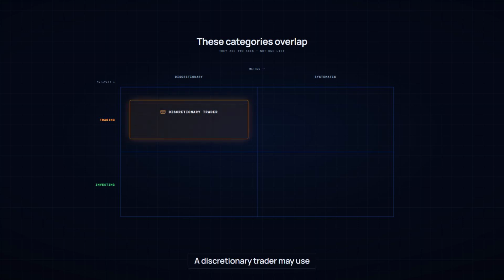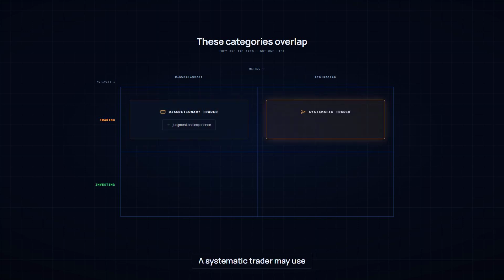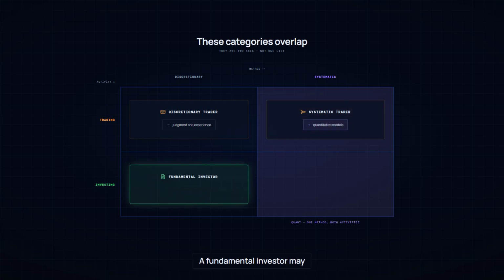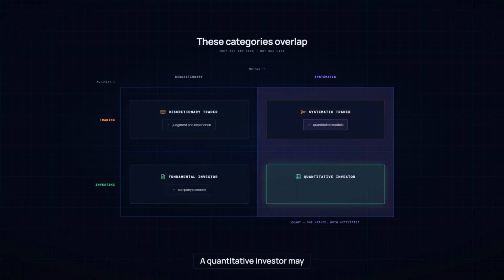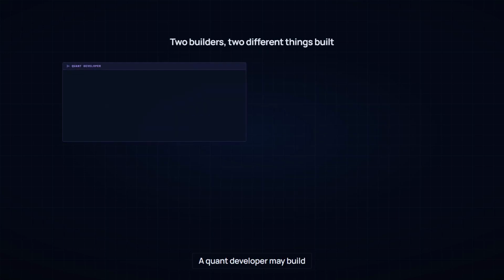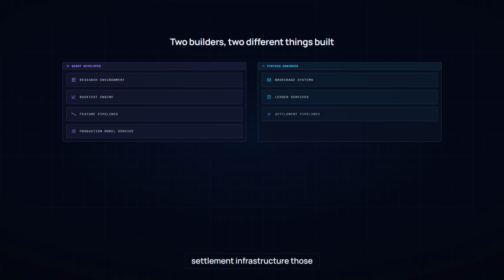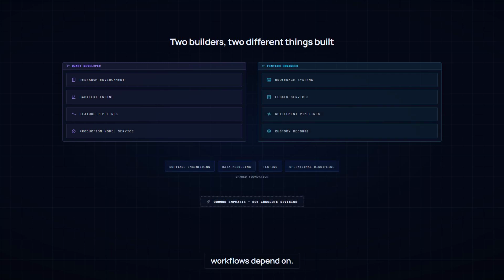A discretionary trader may use judgment and experience. A systematic trader may use quantitative models. A fundamental investor may use company research. A quantitative investor may use factors and statistical evidence. A quant developer may build the research and production systems behind those decisions. A fintech engineer may build the brokerage, ledger, or settlement infrastructure those workflows depend on.